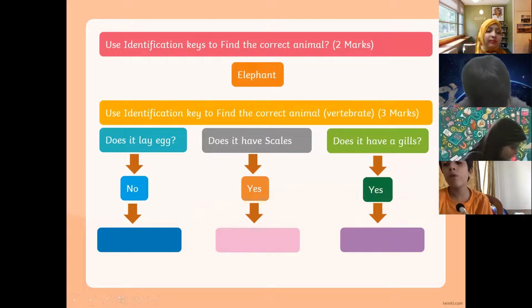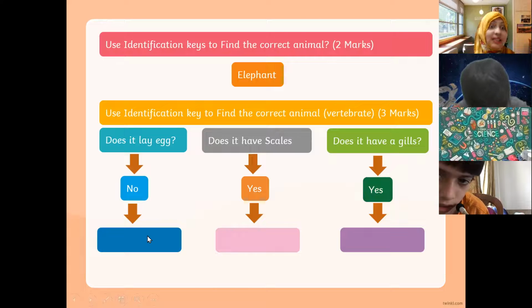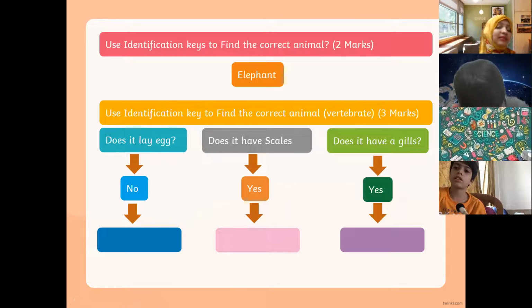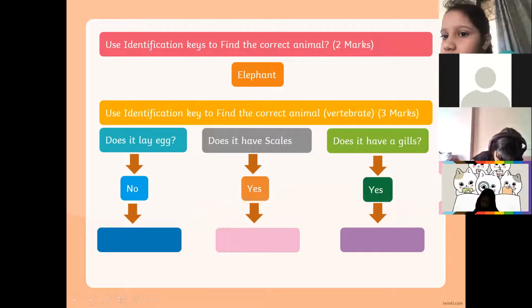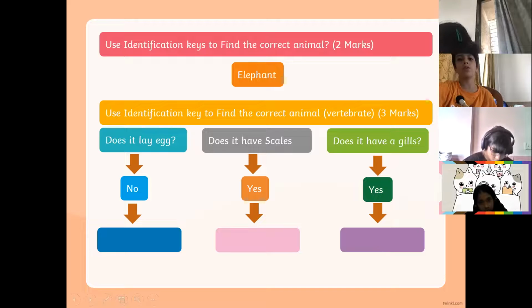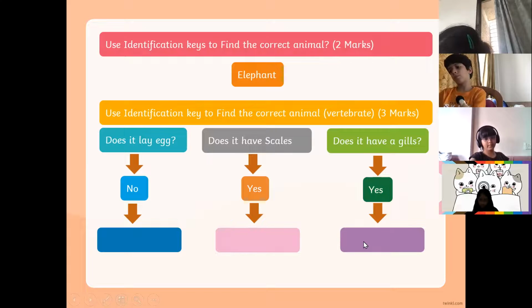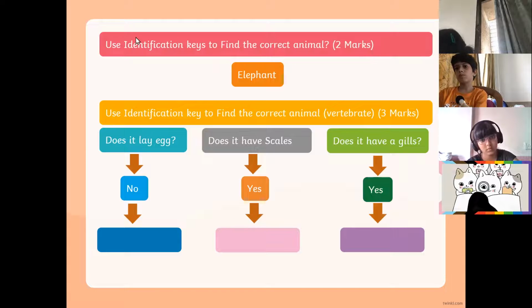What is gills? Gills are actually what they breathe through. Which animals breathe through their gills? Usually we breathe through our lungs, okay? But this category breathes with their gills. So the answer is yes, they breathe with their gills. So what category comes in this? Umar, we did the entire thing on this in our last class.